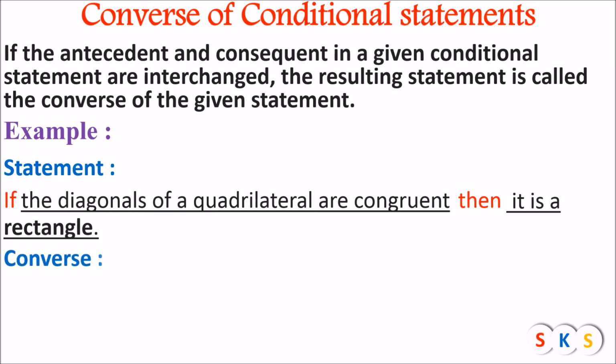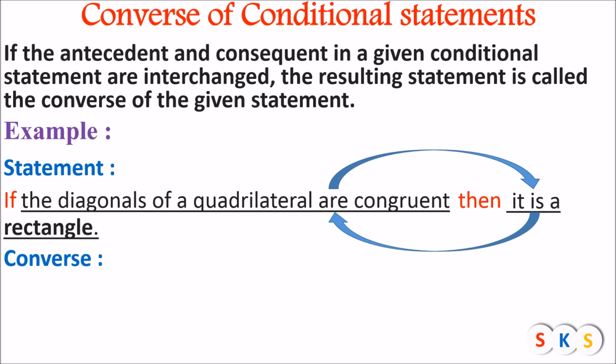So we will now write the converse. I am going to shift the diagonals of a quadrilateral are congruent to after then, and whatever is there after then, that is, it is a rectangle, we will shift it to the place of the diagonals of a quadrilateral are congruent. So I am interchanging those two parts of the statement.